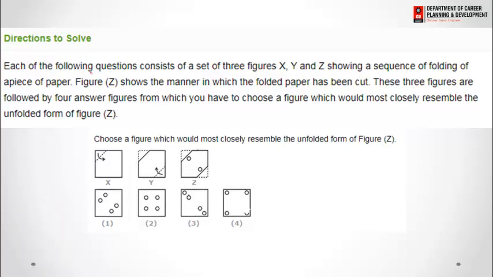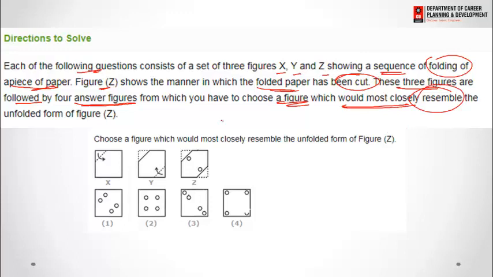Now in the directions, the question consists of a set of three figures like X, Y and Z that show the sequence of folding of a piece of paper, whereas figure Z shows the manner in which the folded paper has been cut. These three figures are followed by four answer figures, and we need to choose the figure which would most closely resemble the unfolded form of the figure.